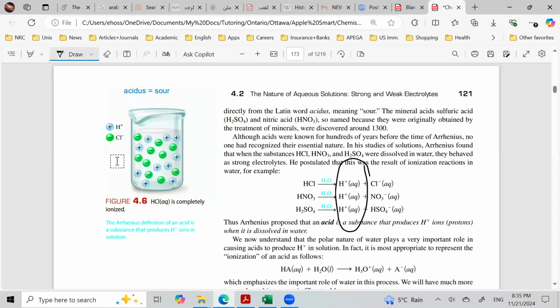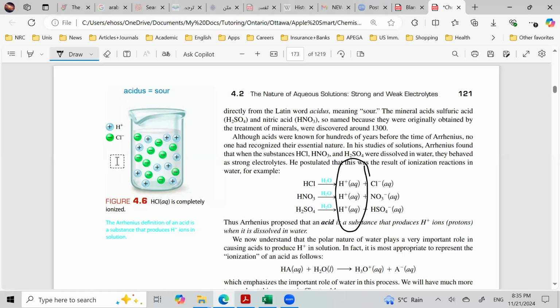Acid is a substance that releases hydrogen in water. Okay, so based on Arrhenius theory, if anything actually dissociates in water and releases hydrogen ions, we call them acid. Hydrochloric acid turns into H plus, Cl minus. Nitric acid, HNO3, turns into H plus, NO3 minus in water.